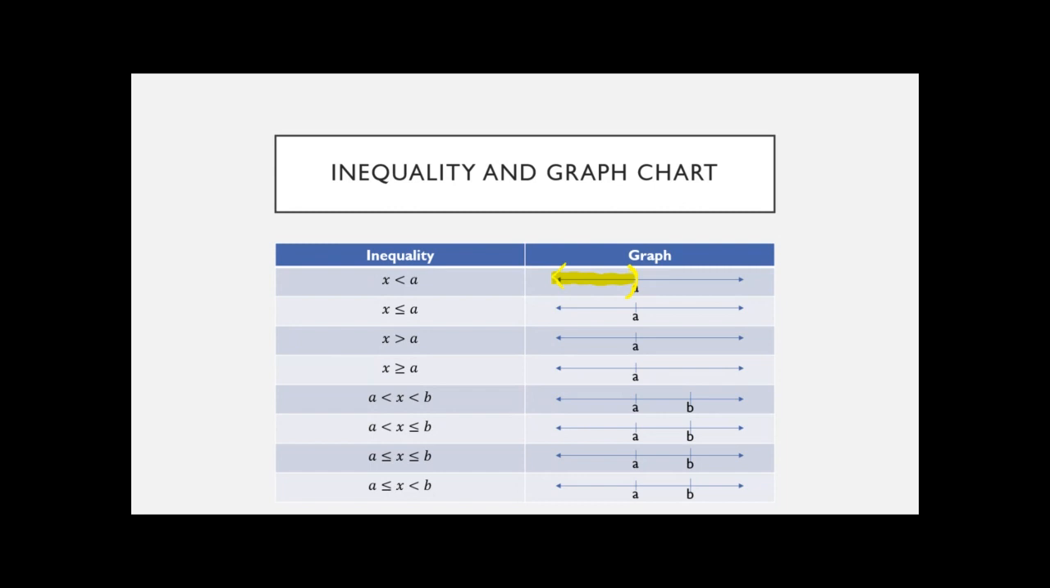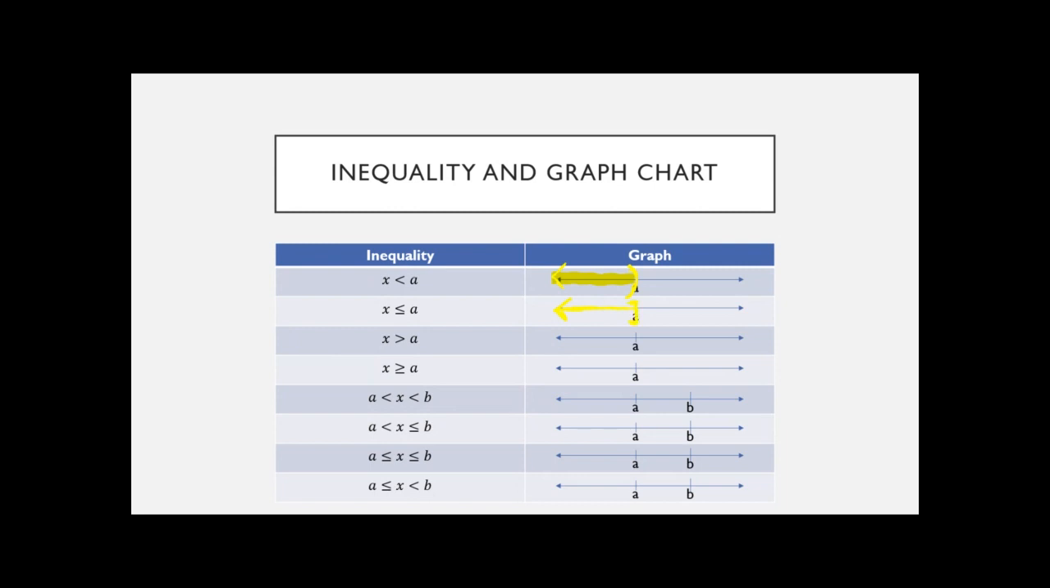So the next one we have is x is less than or equal to a. So this is near identical, and instead of using a highlighter, you could just highlight over the line here. It's near identical, but the difference is when a is included, because you can also be equal to a, it's a bracket.